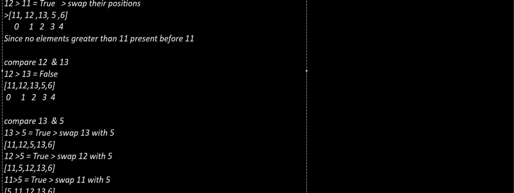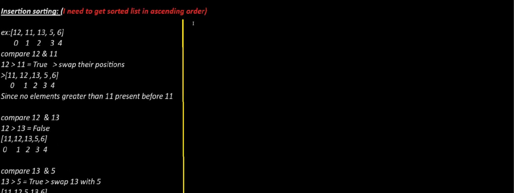So what is the current list now? I have 5 in the starting position, and 11, 12 and 13, and then 6 at the last position. So this is the current list that I have now. Now let us see how we compare. We need to compare the next two elements.